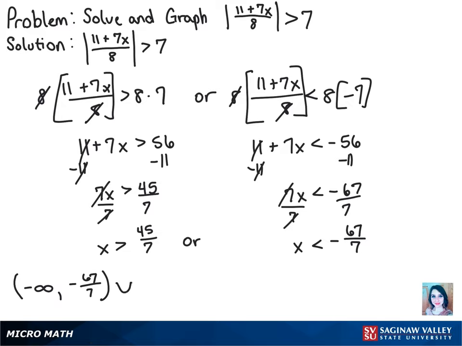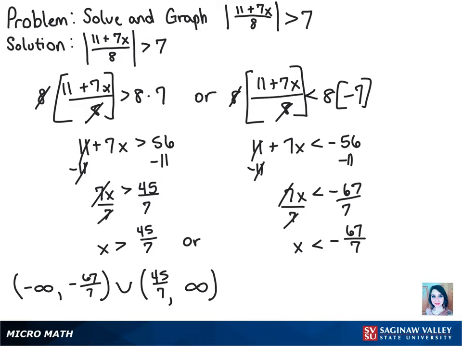and then we'll use this "or" symbol here. Since the solution doesn't include 45/7, it's everything greater than that on this side, so we'll open with another parenthesis and have 45/7, comma, and then the same concept here: x includes all values greater than 45/7, and we'll represent all of those as positive infinity, and then close with the parenthesis. So that's our interval notation.